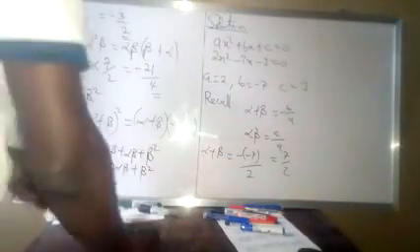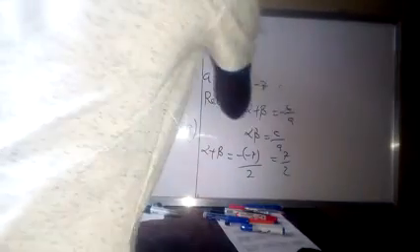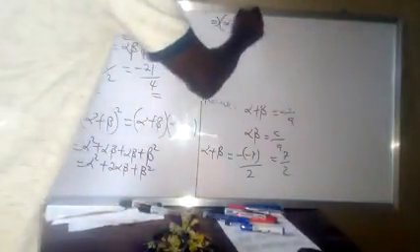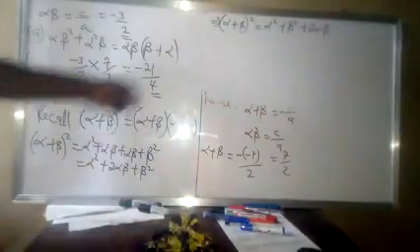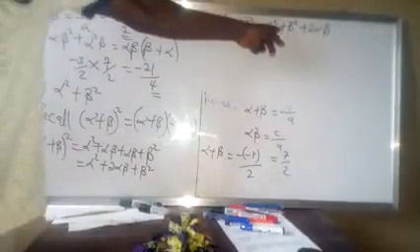So that implies alpha plus beta all squared will be equal to alpha squared plus, you can bring this one to the front, beta squared plus 2 alpha beta. So from here, the alpha squared plus beta squared we are looking for can be obtained.